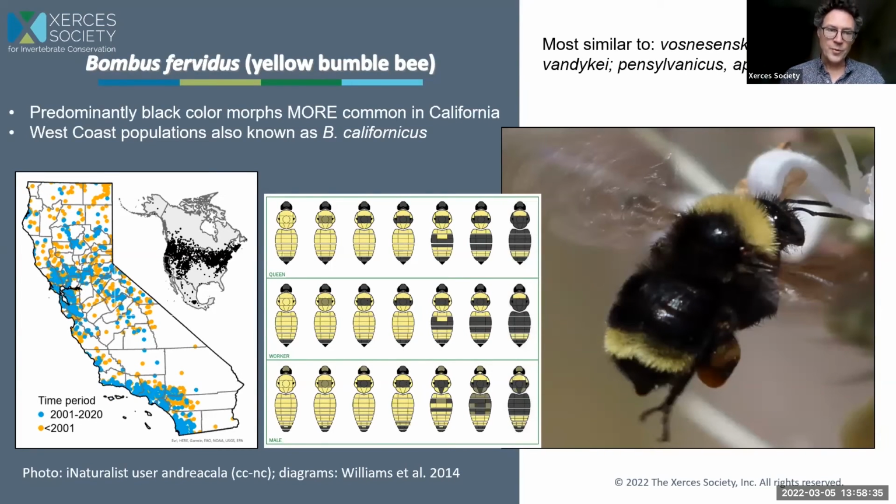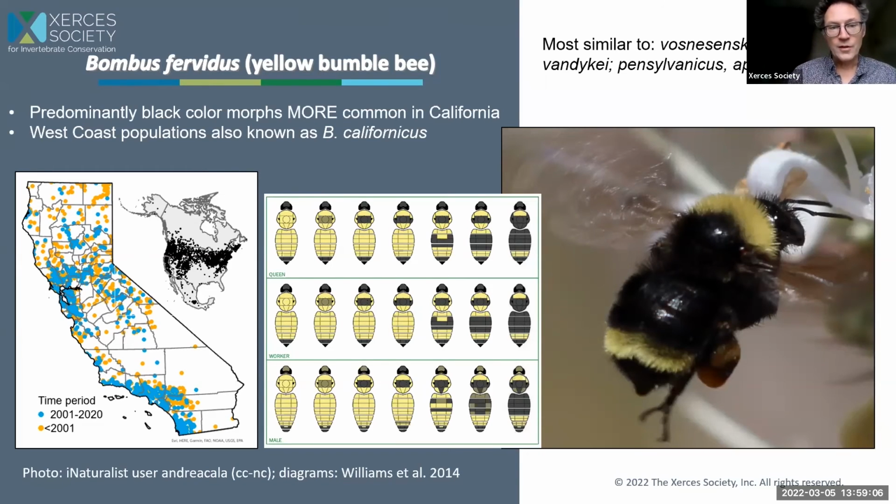Another bee in this group, so again, the group being stripy abdomen with black on T1, the first of those abdominal segments. This is Bombus fervidus, or the yellow bumblebee. In California, the populations are extensively black, very similar in gross color pattern to the yellow-faced bumblebees that we just discussed. And this picture here is taken in California. This is a very typical look for this bee.